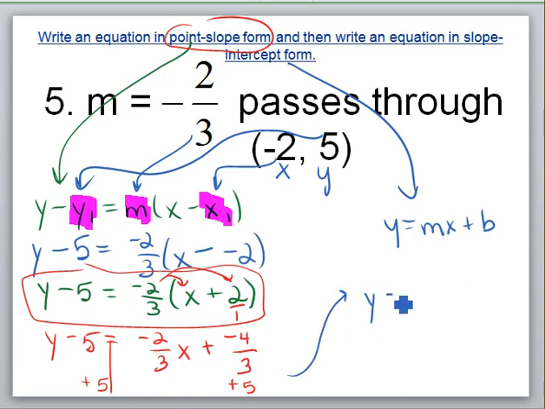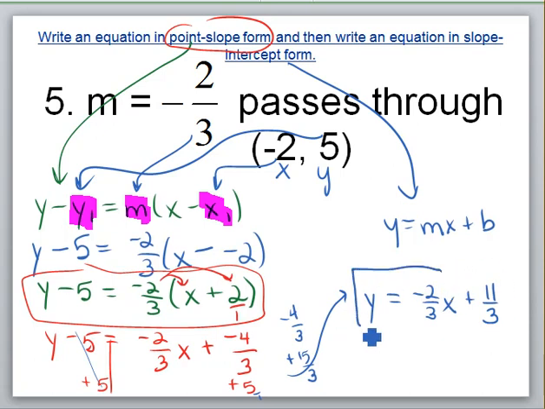So I get my answer of y equals, because those cancel, I have a negative 2/3 x, and then I have to add negative 4/3 plus 5. Well, negative 4/3 plus 5 would be negative 4/3 plus, with a common denominator, if I put this over 1, 15 over 3. So a negative 4 and a positive 15 gives me 11 thirds. So that would be the most difficult part for most of you, making that common denominator.